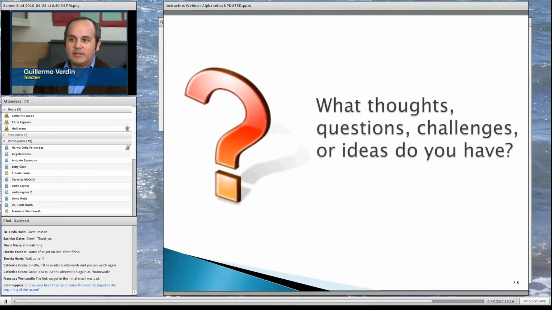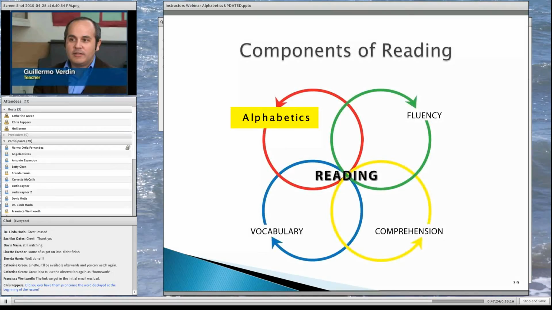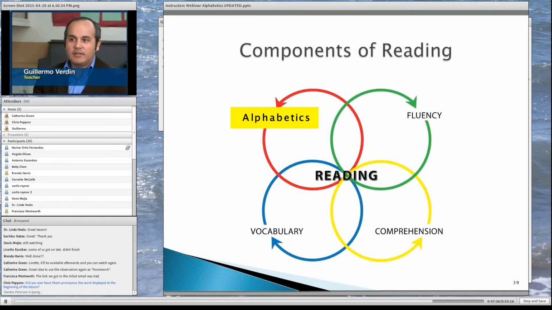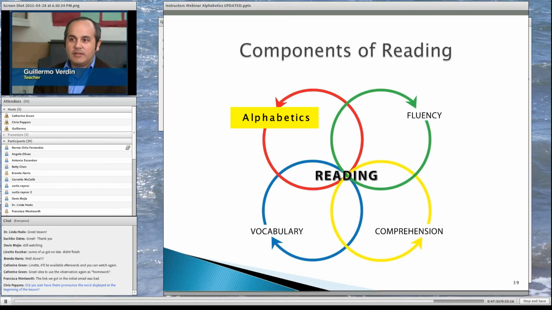Let me move on here. Before we finish, I want to get to the resources, because I think it's important for you guys to have some resources. Before I move on, strengthening students' alphabetic skills will strengthen other reading components.